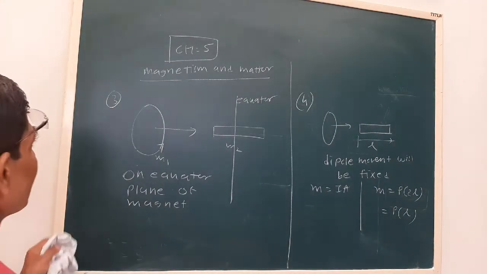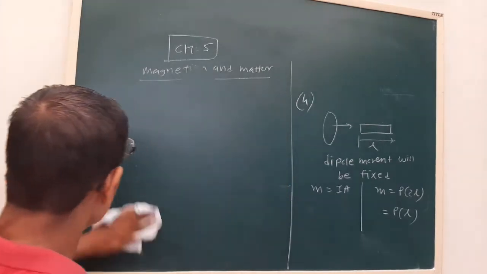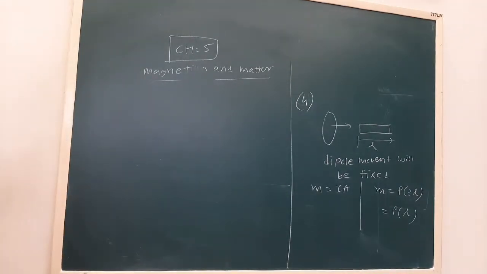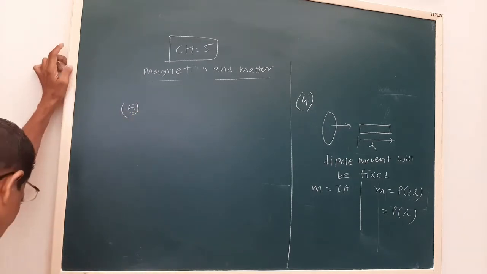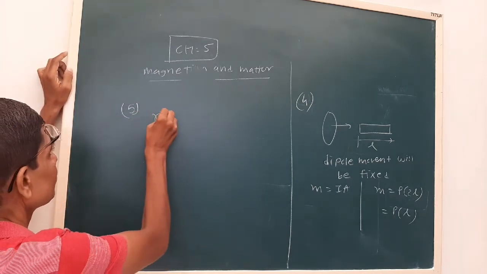Now see our next MCQ. R is the distance of a point on the axis.